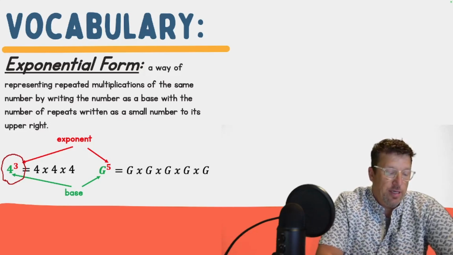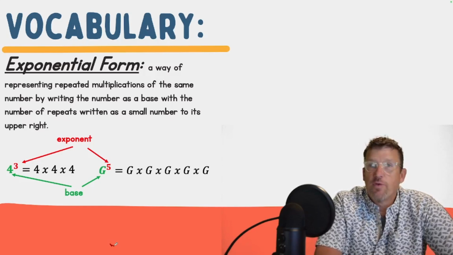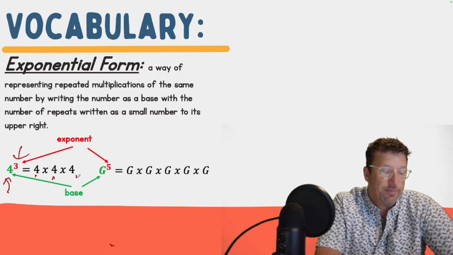So if we look at the example that we have right there, 4 to the third means you simply take the base and you write it down 3 times: 4, 4, and 4. And then it's multiplied together that many times: 4 times 4 times 4.